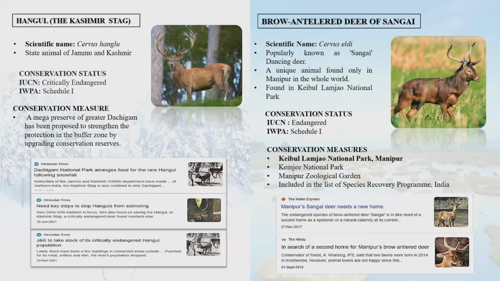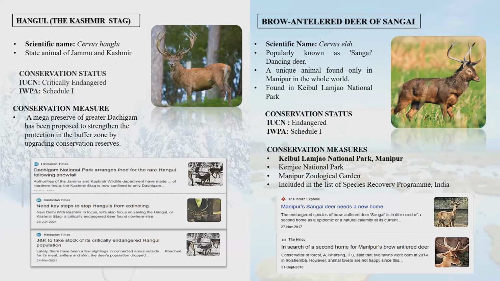Hangul, also known as the Kashmir stag, is the state animal of Jammu and Kashmir. According to IUCN, it is critically endangered. The major threats to Hangul are difficulty in implementing protection activities due to security issues in parts of Dachigam National Park. For their conservation, a mega preserve of Greater Dachigam has been proposed.